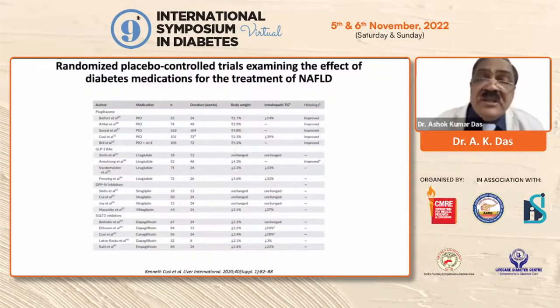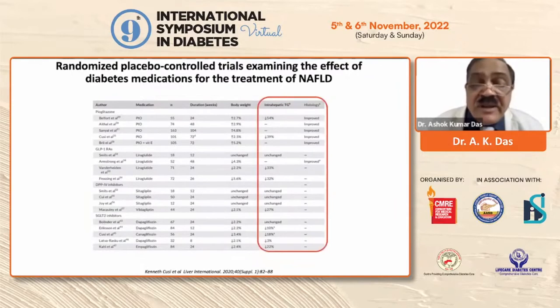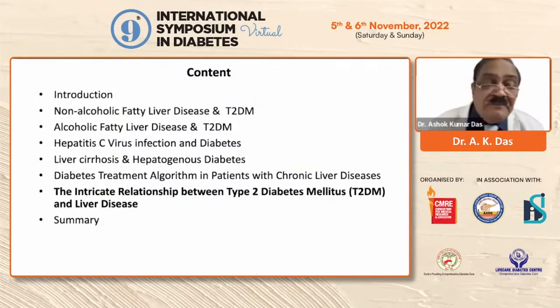In randomized placebo-controlled trials examining the effect of various anti-diabetic drugs for the treatment of NAFL, you will find the drugs which hold promise that we use today: pioglitazone, GLP-1 RAs, DPP-4 inhibitors, and SGLT2 inhibitors. They are the four anti-diabetic drugs which hold promise for use in NAFL.